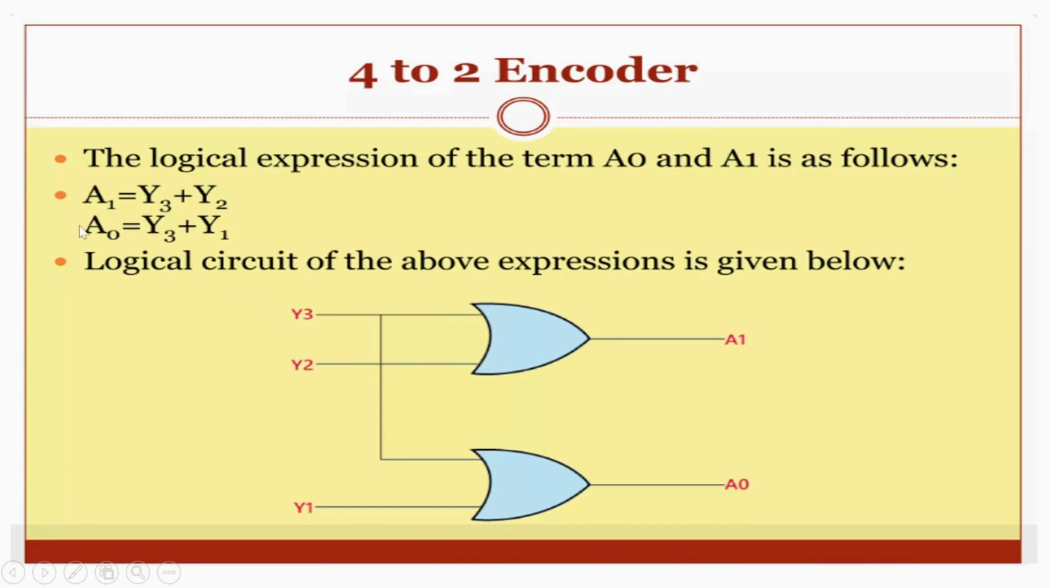So for a1 we have to connect y2 and y3. Here you can see y2 and y3 connected through an OR operation. For that we got a1 as output, and for the a0 output we connected y1 and y3 through an OR gate. So that's how we got a0 as output. So this is the logical expression and logical circuit for the 4:2 encoder.